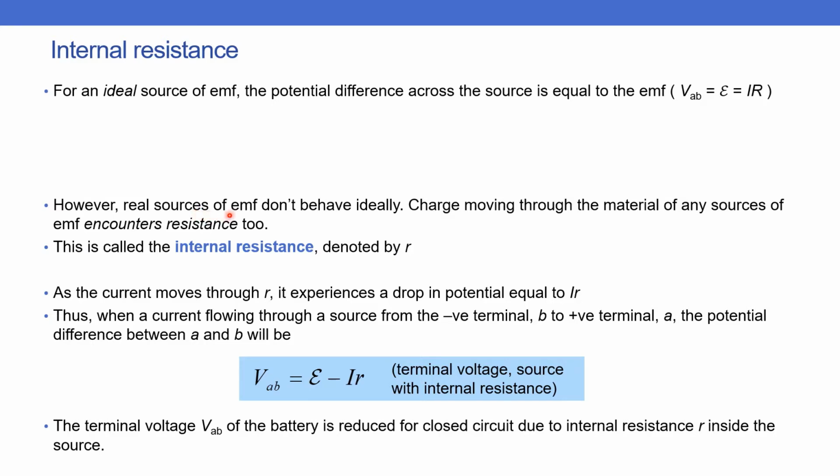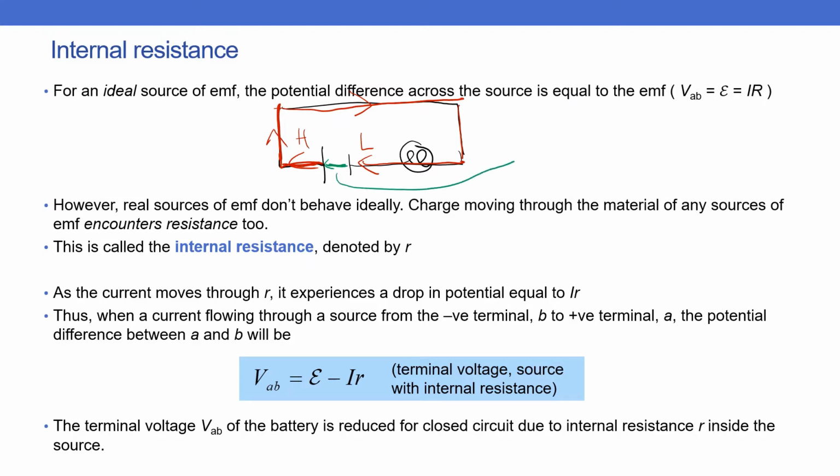However, real sources of EMF don't behave ideally. Charge moving through the material of any source of EMF encounters resistance too. For example, let's use our previous picture as before. So now we have a very simple circuit with a battery and also a light bulb. As I mentioned before, current will move from a higher potential towards a lower potential like this. And then at the end of it, this will come lower and this will come higher. So as I mentioned, it also moves in the battery.